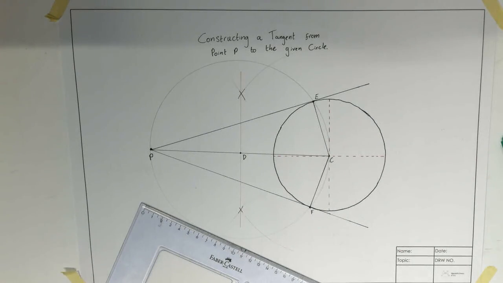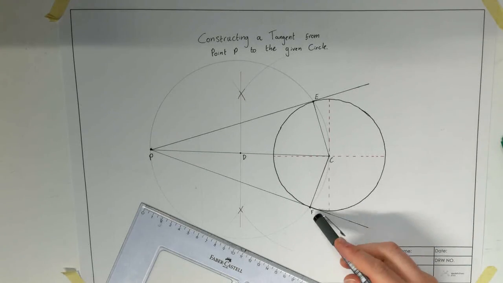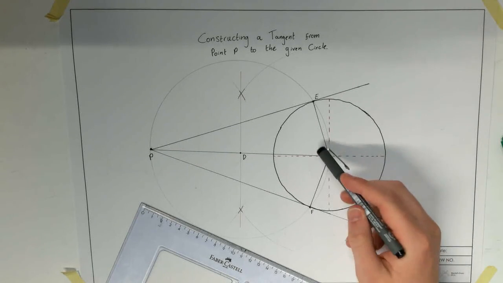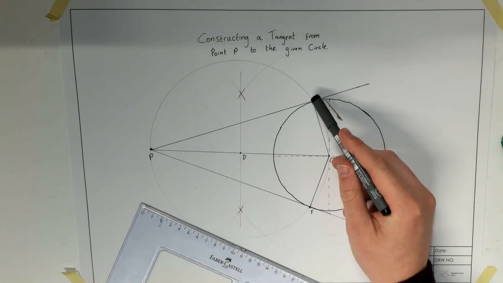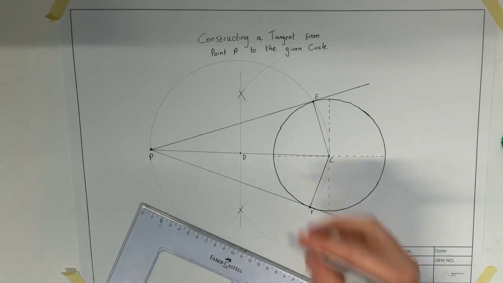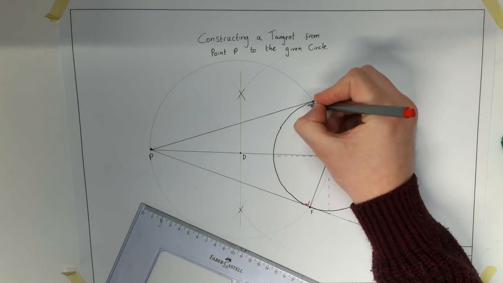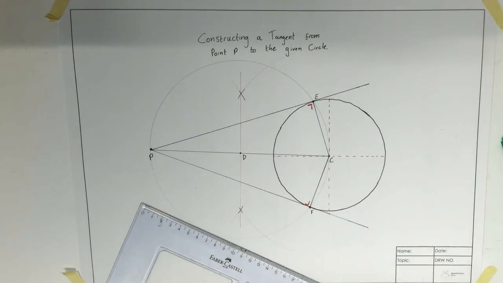So as you can see, our tangent from point P touches our circle at point F, and it touches our circle at point E. They are the two tangents that we can draw to our circle from that given point P. And just one thing to note before we finish up is the angle created here and here is 90 degrees.